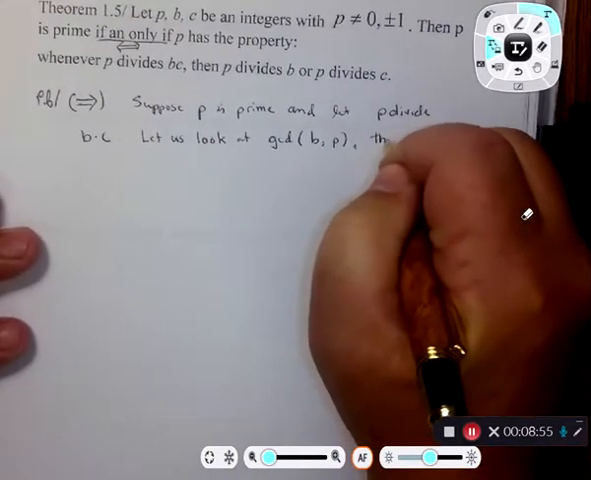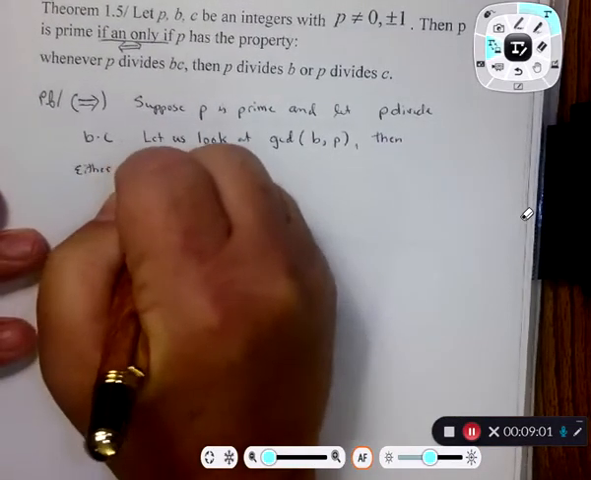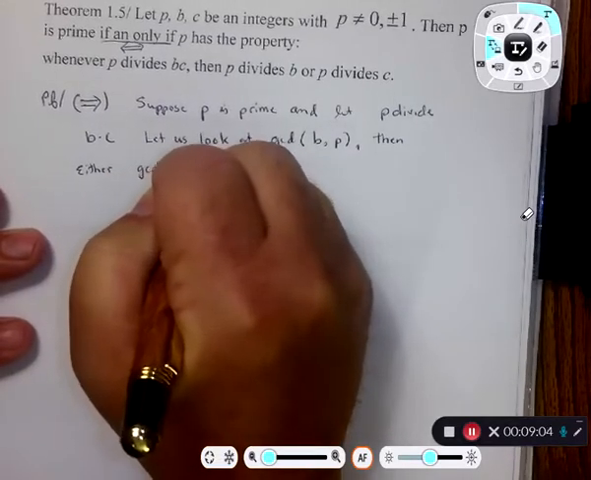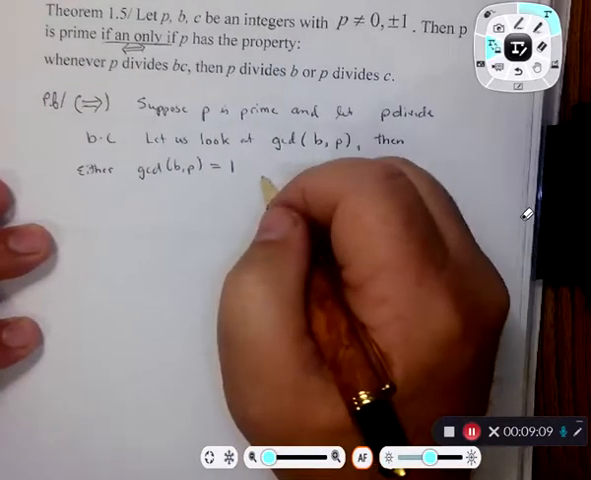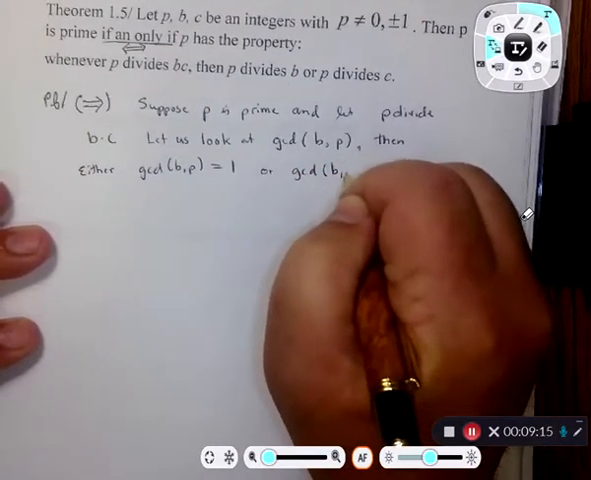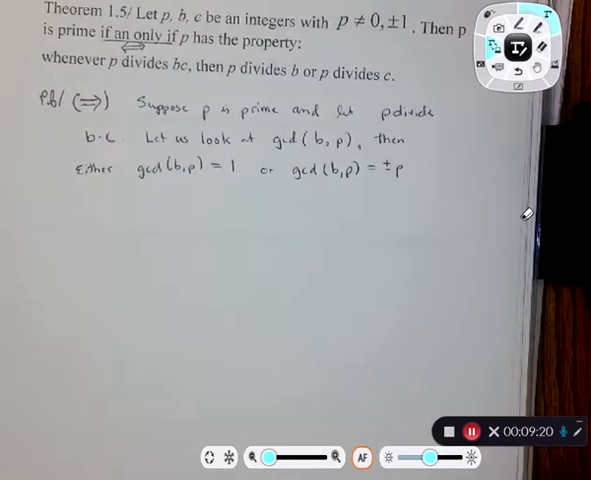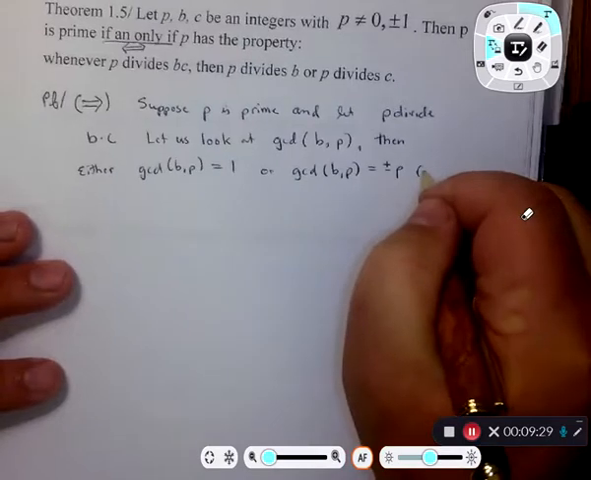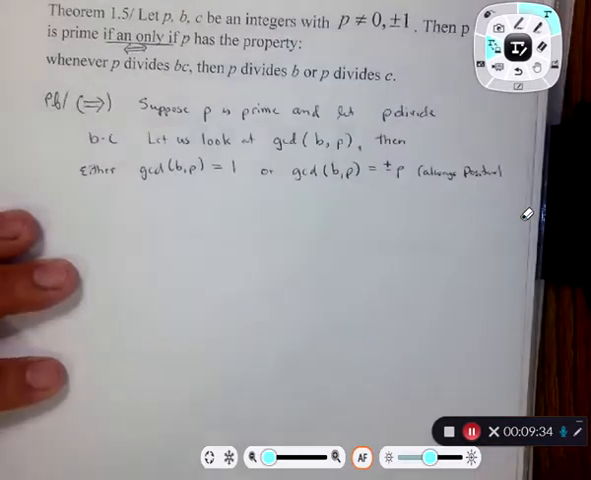Then either the GCD of P and B is going to be equal to 1, or the GCD of B and P would be equal to plus or minus P. I never actually stated P was positive, but a GCD always has to be positive. Okay, I'll just put it in there. Always positive.